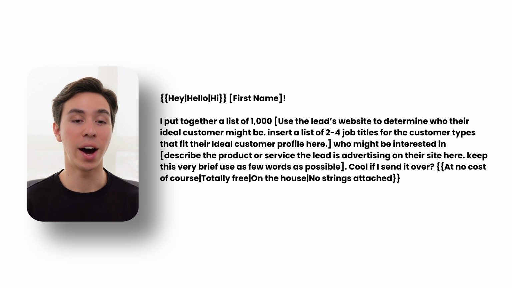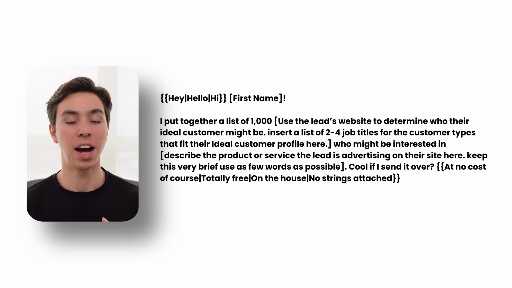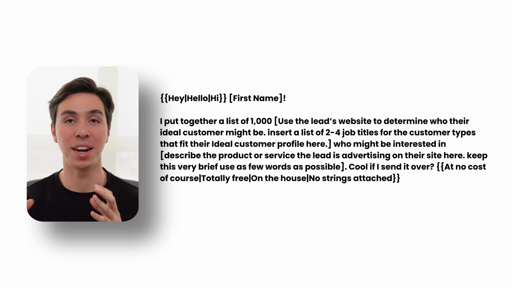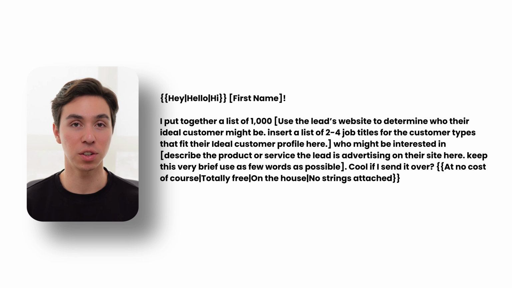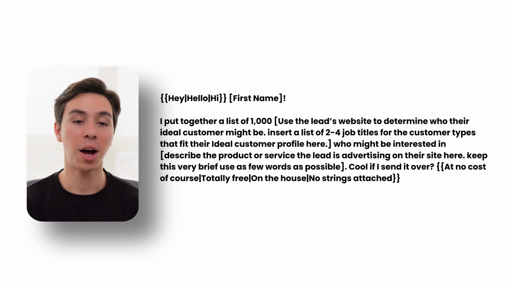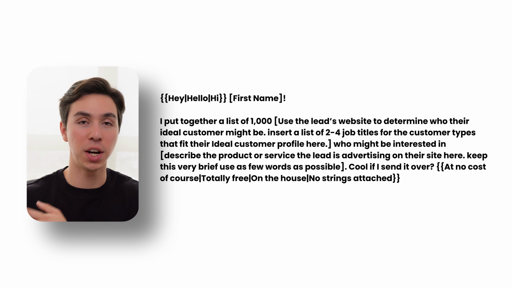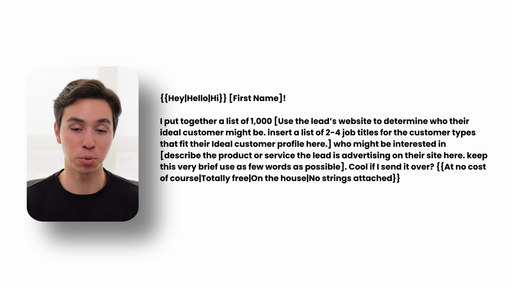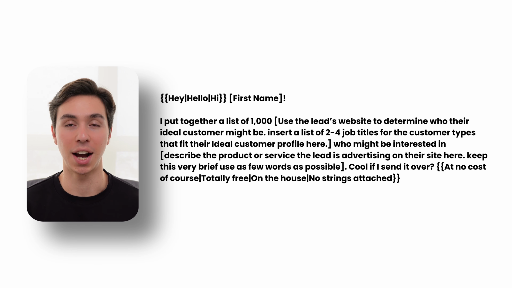For example, this script that we've been running for over a year now is working extremely well. Hey, hello, hi, first name, obviously that's Spintax. I put together a list of 1,000, then we're using AI to figure out who their ICP is, and then we're name dropping them, and then we're saying who might be interested in. Then again, we're using AI to figure out what service they provide. So we're saying, hey, I put together a list of 1,000 doctors, lawyers, and accountants who might be interested in your video production services. Cool if I send it over, right? And then at the end, we're saying at no cost, of course, totally free on the house, no strings attached.